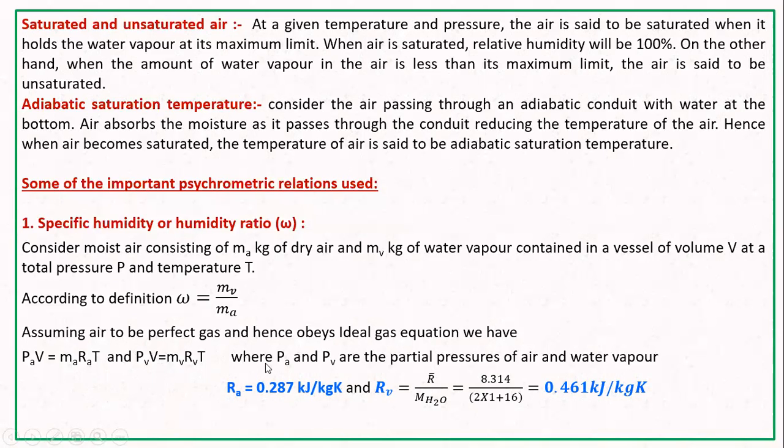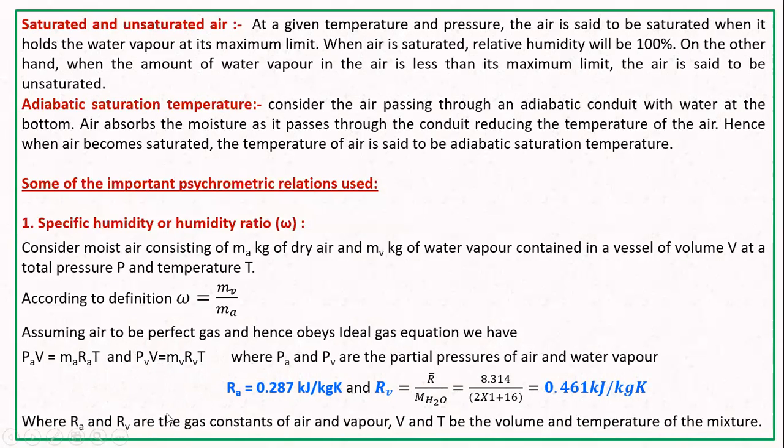Okay. So now, see here, this constant RA we know for the air is 0.287 kilojoules per kg Kelvin. And similarly, the gas constant RV is obtained by the ratio of universal gas constant R bar divided by molecular weight of water, because vapor means it is having water content. So how do you find the molecular weight of the H2O?